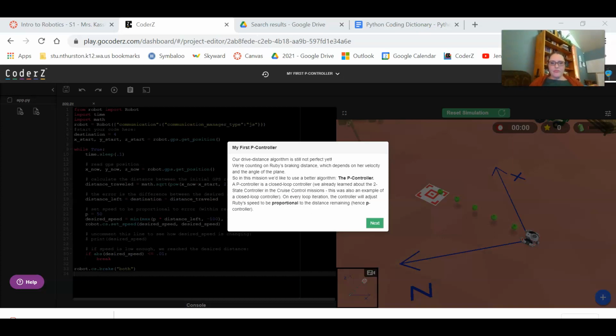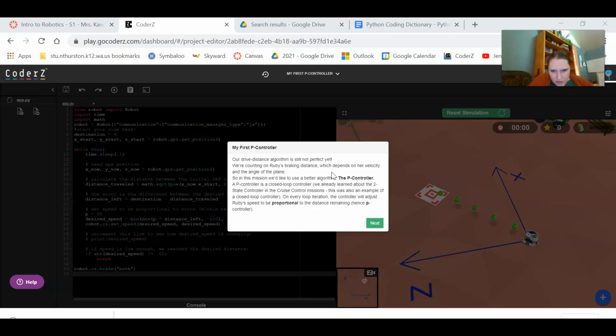Okay, here we go. We're on my first PController. Our drive distance algorithm is still not perfect yet. We're counting on Ruby's braking distance, which depends on her velocity and the angle of the plane. So in this mission, we'd like to use a better algorithm, the PController.